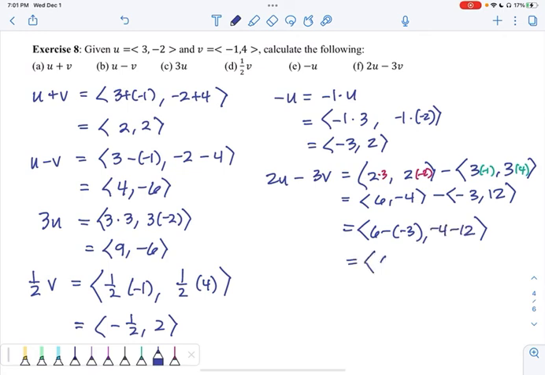This ends up being 6 plus 3, -16, or 9 comma -16. And then I'm done. So that's how we can do these vector operations symbolically.